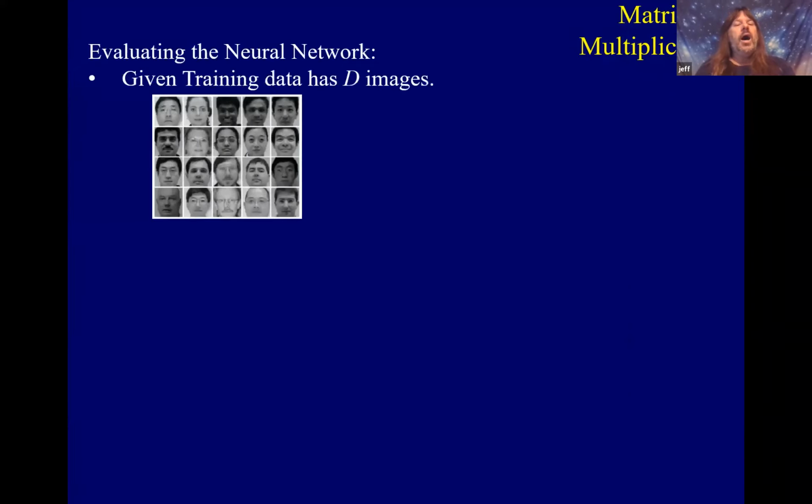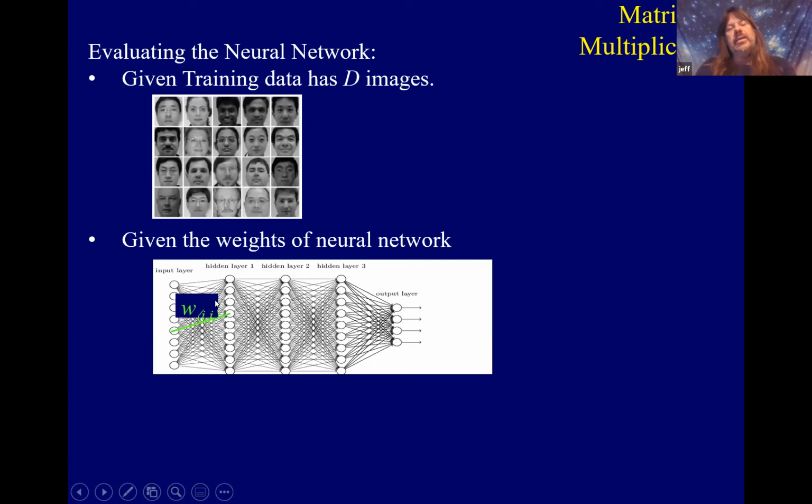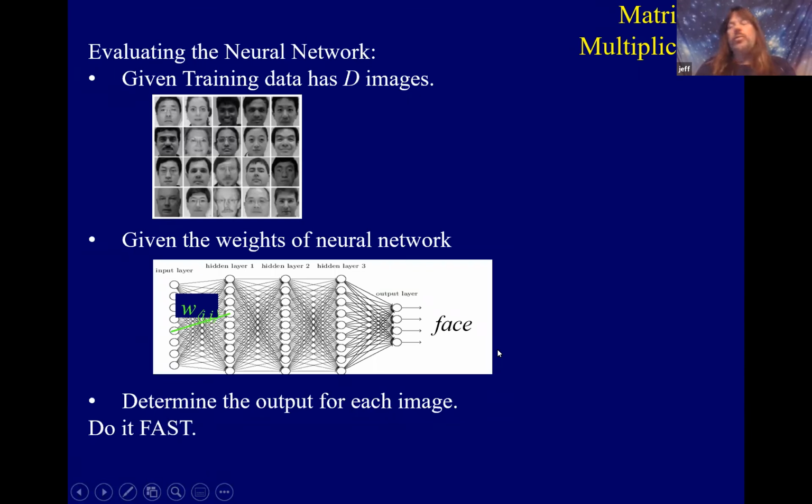Now, our goal is that we want to evaluate the neural net. What are we given? We're given all this training data, all these images, and we have the layout of our neural net, and for every edge, we know its weight. What do we want to do? We're going to take every image here, feed the image through this machine with these weights, and get the output, which tells us whether it's a face or not. And we want to do it fast. Why? Because we've got lots of data here, and we need to do it fast.